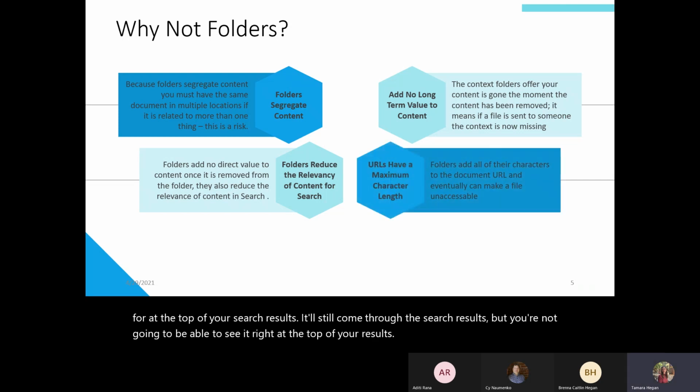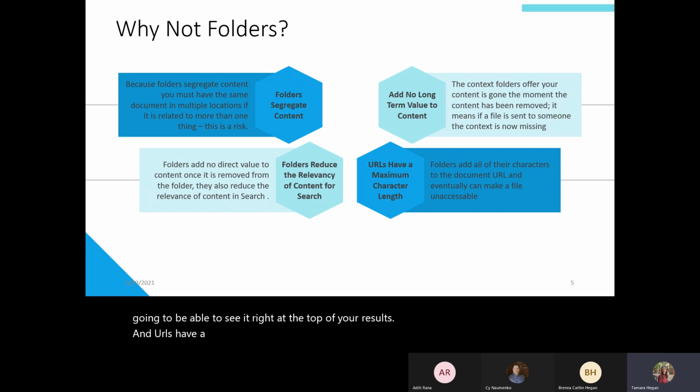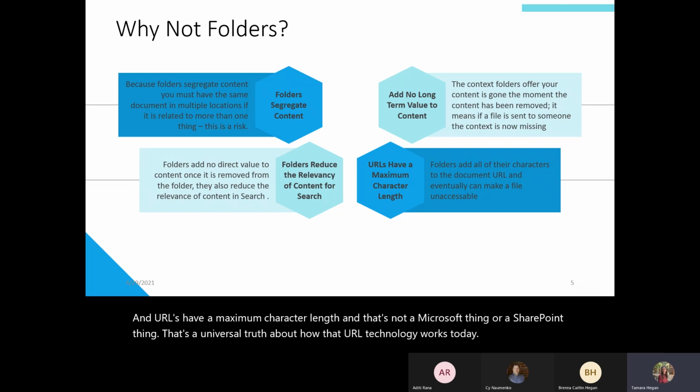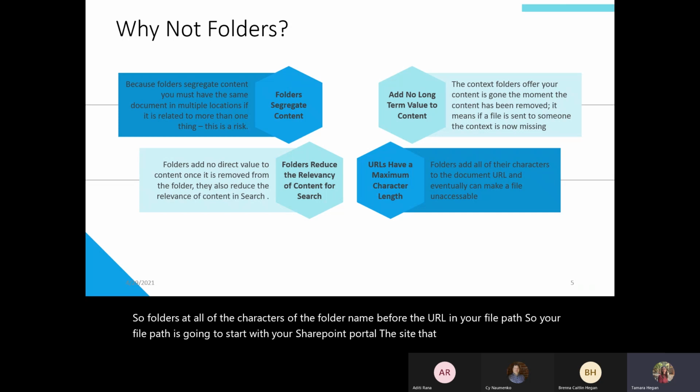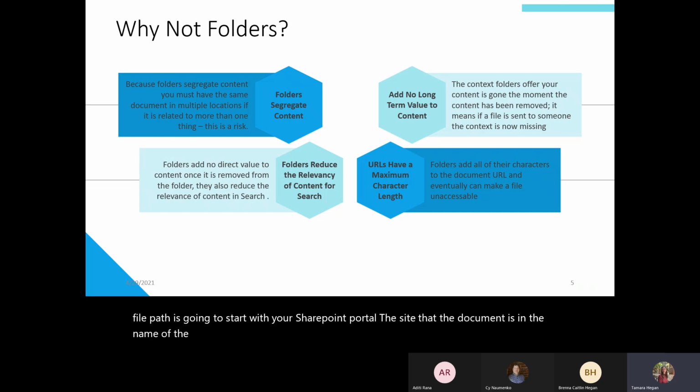And URLs have a maximum character length. And that's not a Microsoft thing or a SharePoint thing. That's a universal truth about how that URL technology works today. So folders add all of the characters of the folder name to the URL in your file path. So your file path is going to start with your SharePoint portal, the site that the document is in, the name of the library the file is in, and then the name of every folder that file is in, all the way till you get to the file name.